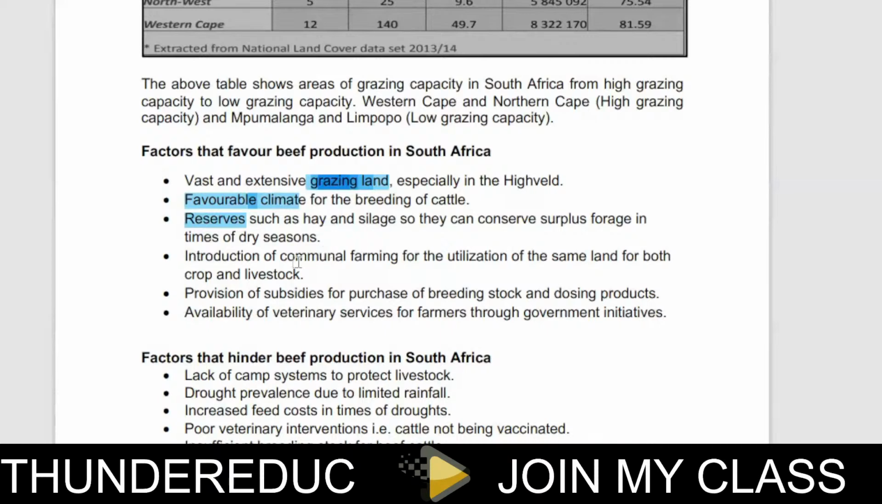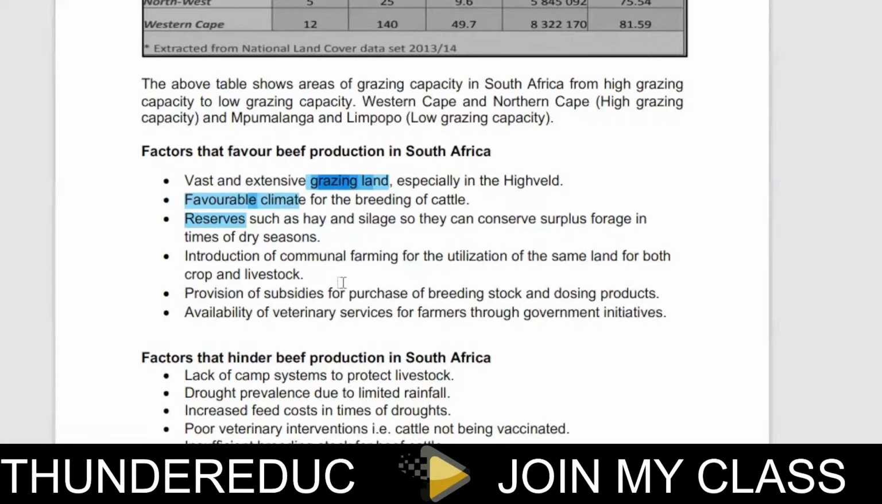The introduction of communal farming, for the utilization of the same land. We know that communal grazing simply means the keeping of animals where no one owns the land. The land is communally owned. If it's communally owned, it simply means that so long as you're a member of the community, you can easily keep your animals, instead of people having individual areas, which limits where animals can be grazed.